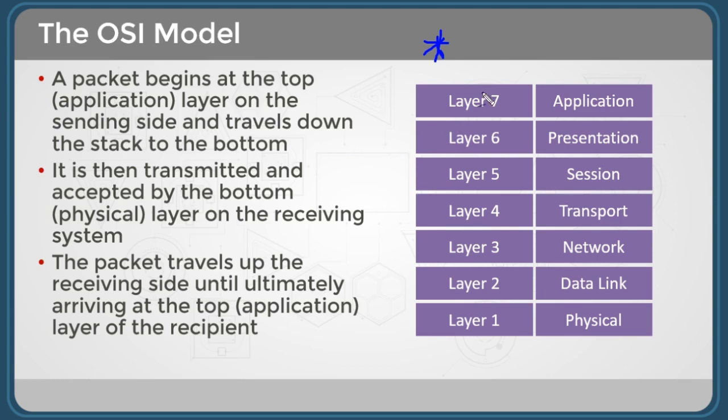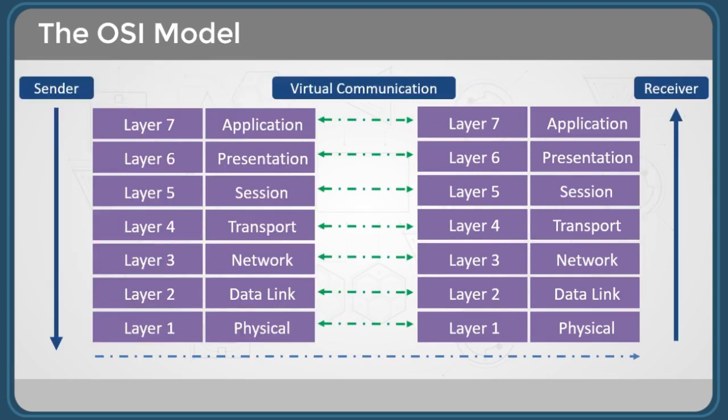So it travels down the stack and across the wire, and then the physical layer on the other side picks it up, if you will. And then the packet travels up the stack on the receiving side, ultimately arriving at the top, the application layer of the recipient. So this is what it looks like.